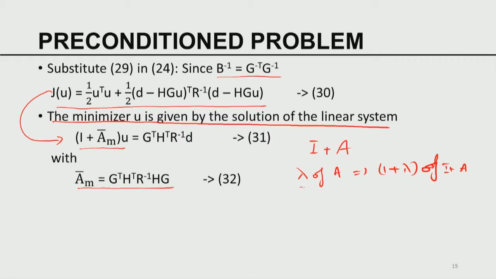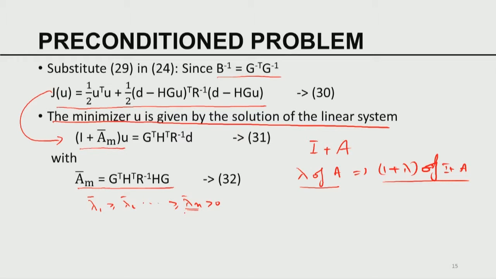That is a fact. Let us assume now that lambda bar 1 is greater than or equal to lambda bar 2, greater than or equal to lambda bar n, greater than or equal to 0. So if A bar m is symmetric positive definite, its least eigenvalue is lambda bar n. Please understand, I use lambda 1, lambda 2, lambda 3 for A. I am using lambda bar 1, bar 2, bar n for A bar m.